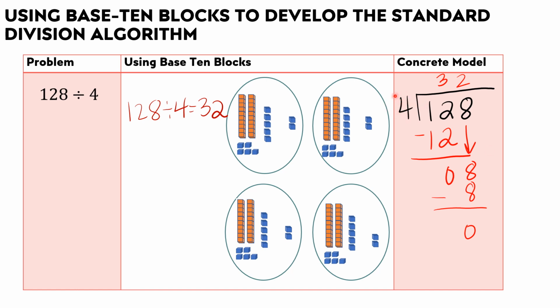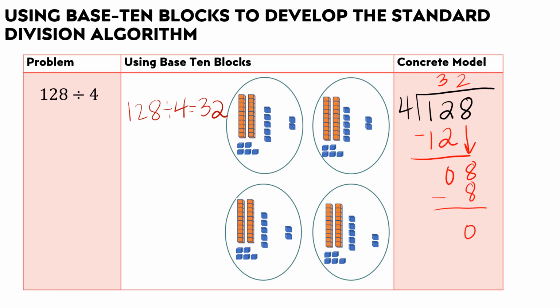4 is our divisor, 128 is our dividend, 32 is called the quotient, and 0 is called the remainder. Alright, so this is probably how we all feel most comfortable dividing using that concrete model. But I'm going to show you one more way that you can teach division to your students.